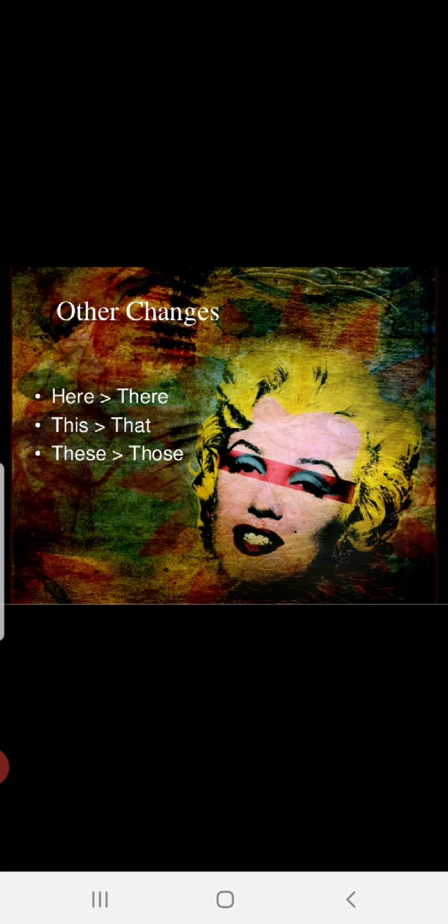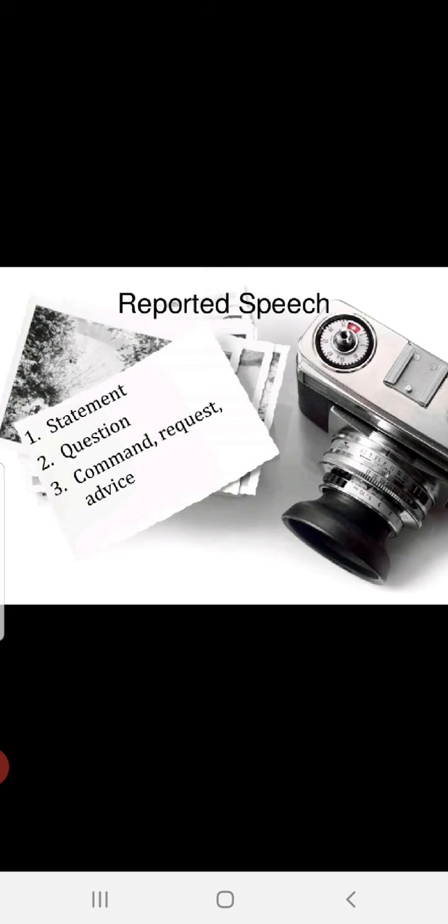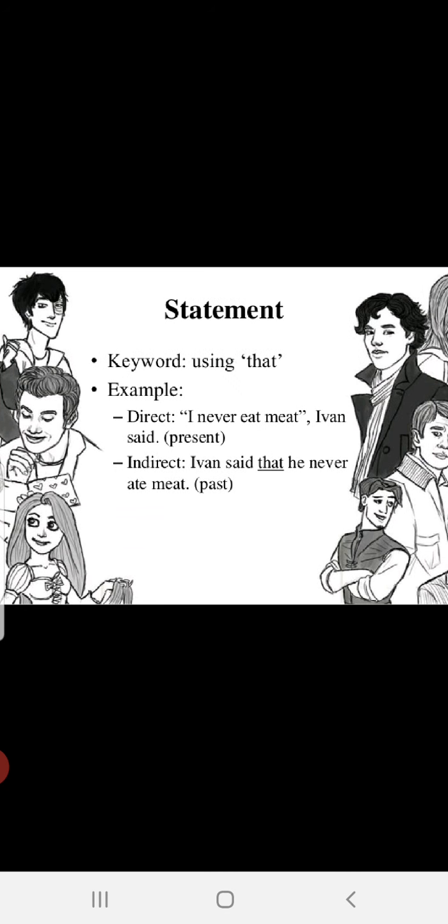Other changes. Here, if it is in direct speech, in indirect speech it will be there. This will be that. These will be those. Reported speech for statement, question, command, request or advice. Statement. How to use this that. Okay, this is also very important.